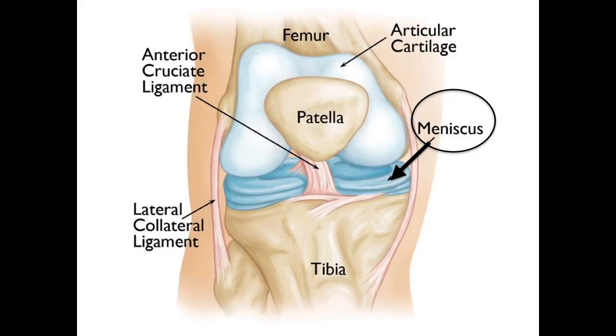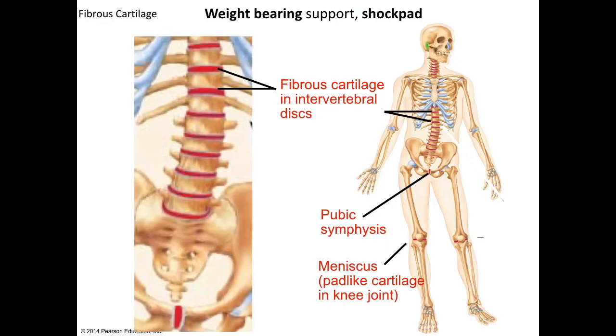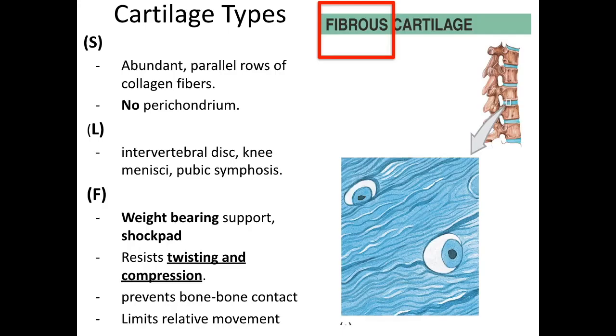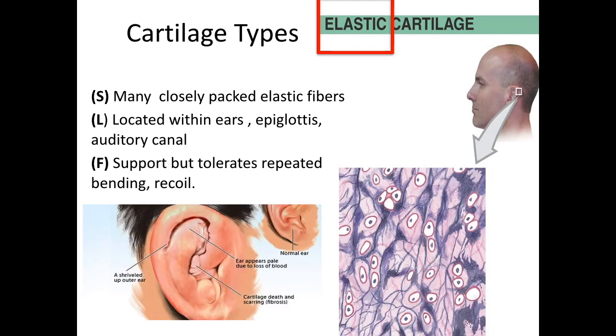So this is fibrous cartilage found in the menisci of the knee and in between the vertebral bones and in the pubic symphysis, that joint structure that connects the two sides of the hip bones. So these pads of cartilage act as shock pads in between the two bones, preventing bone-to-bone contact. So while the cartilage matrix, as always, resists compression, the extra collagen fibers help resist twisting. And that last type of cartilage contains closely packed elastic fibers, which offer a supporting structure but also tolerate repeated bending with the ability to return to its original shape.